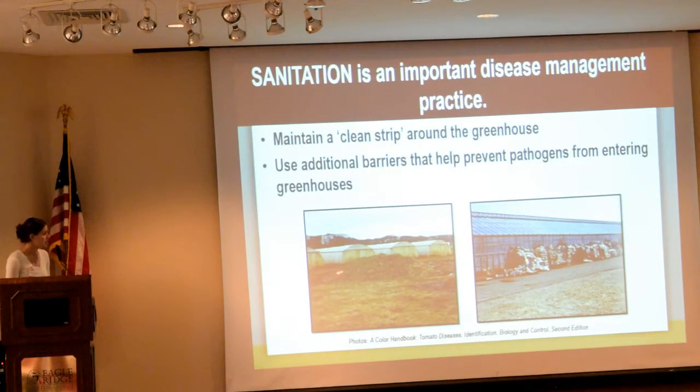This is an example of what I talked about. You don't want to leave a huge pile of plant debris next to your greenhouses, or even all of these supplies that can still serve as a source of vegetation that may harbor pathogens. And then maintaining a clean strip around the greenhouse as well, especially for viruses that are transmitted by insects. If you have weeds around the greenhouse, then those weeds could either serve as a source of the insects or as a source of pathogens, because some pathogens can affect multiple hosts.